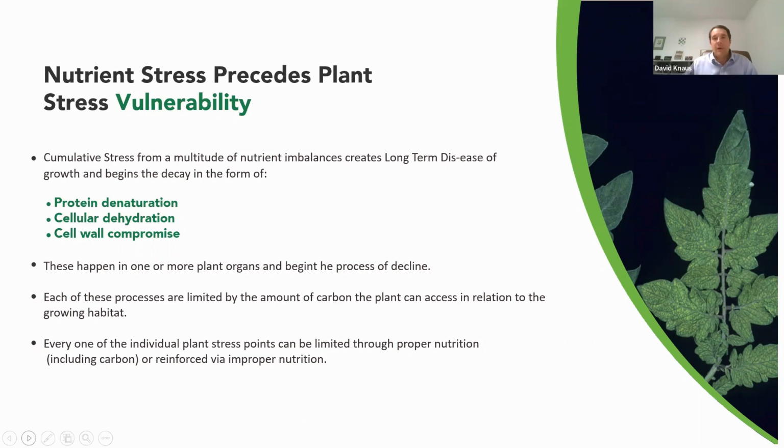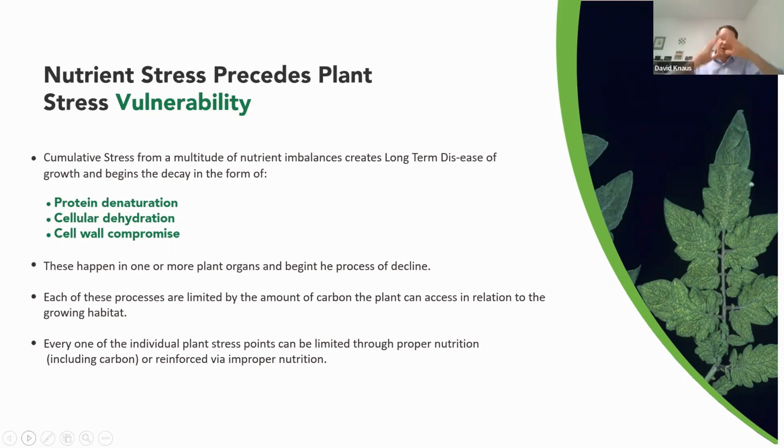And when we've coupled our deluxe analyte package with our basic mineral package, we consistently see this theme, and this is something we've spoken about in previous episodes: nutrient stress precedes plant stress vulnerability. The protein denaturation, cellular dehydration, and cell wall compromise are huge drivers of plant susceptibility to a wide range of insects, disease, weather stress, and unwanted crop outcomes.